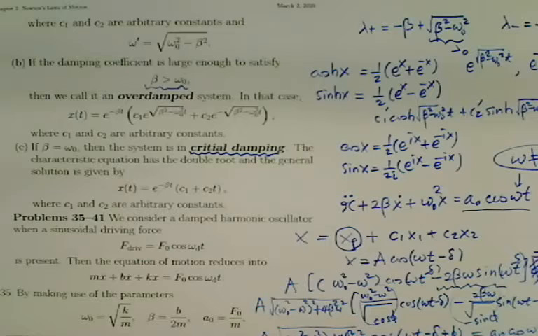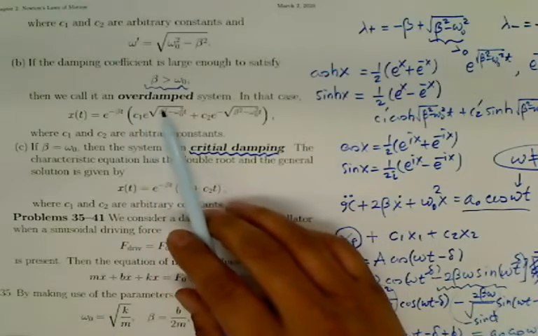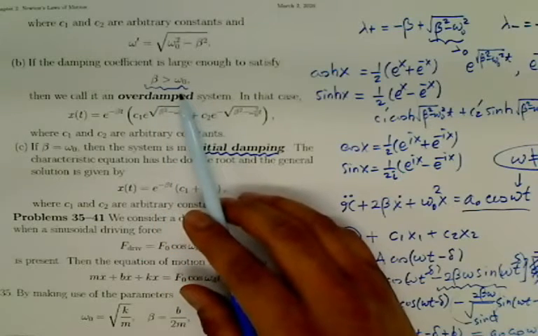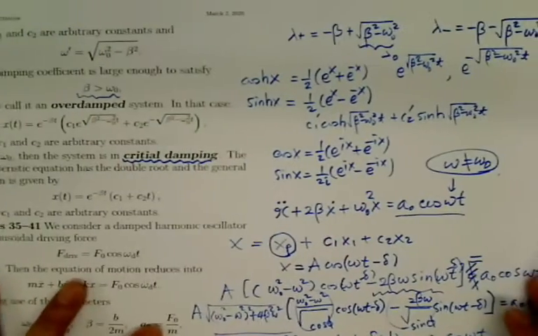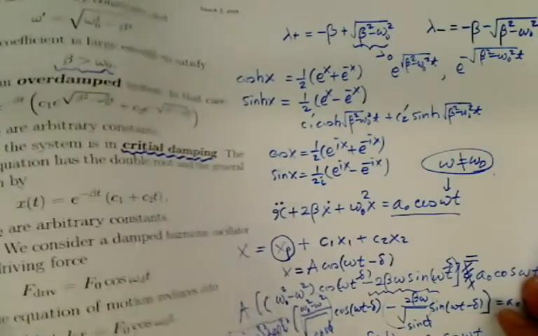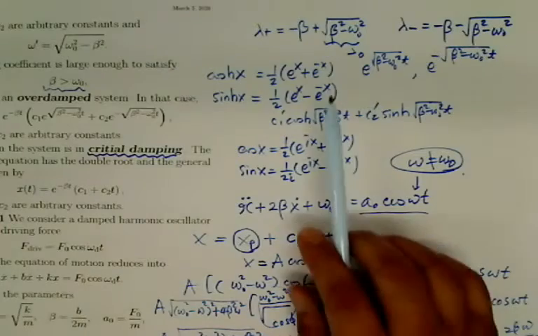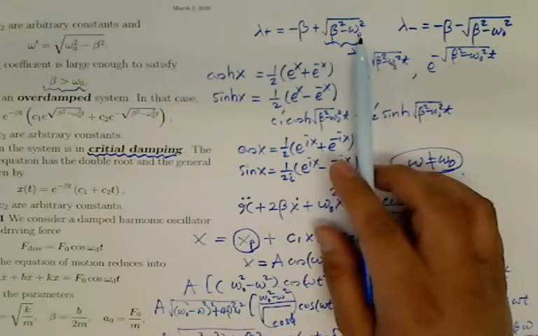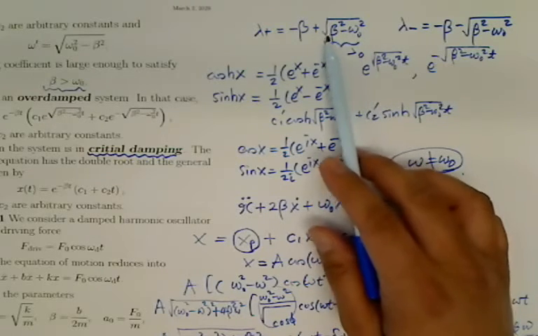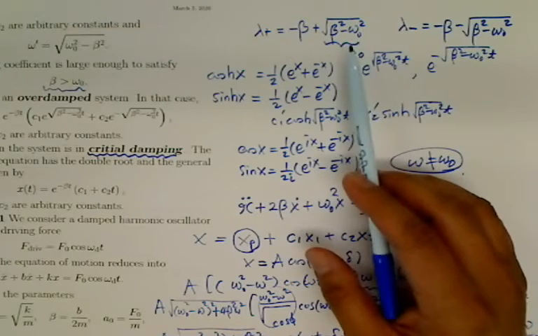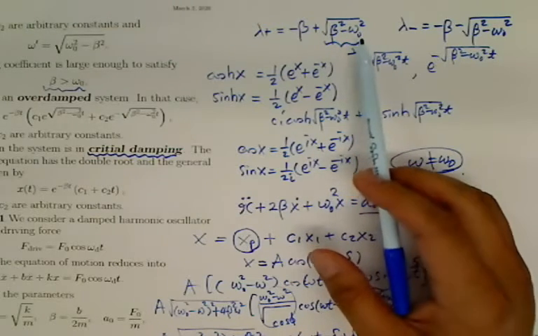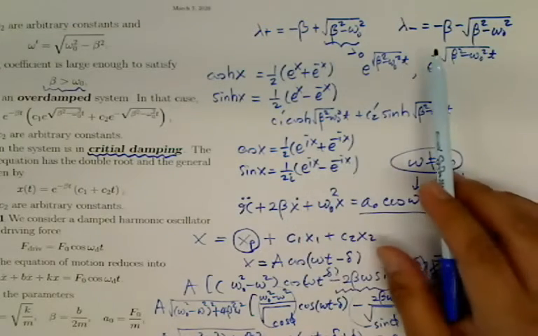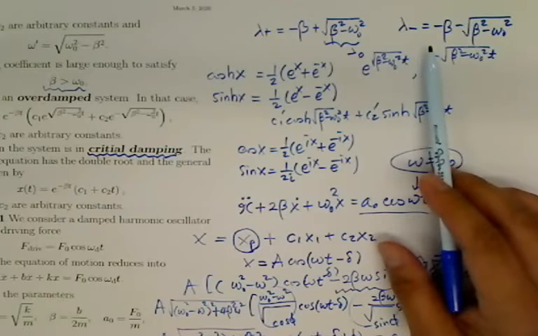The next case is the overdamped case. Overdamped case. That means beta is greater than omega 0. If beta is greater than omega 0, the solution for lambda plus minus is like this. And because beta is greater than omega 0, the number inside the square root is positive definite. That means we have no imaginary part, and both lambda plus and lambda minus are real numbers.